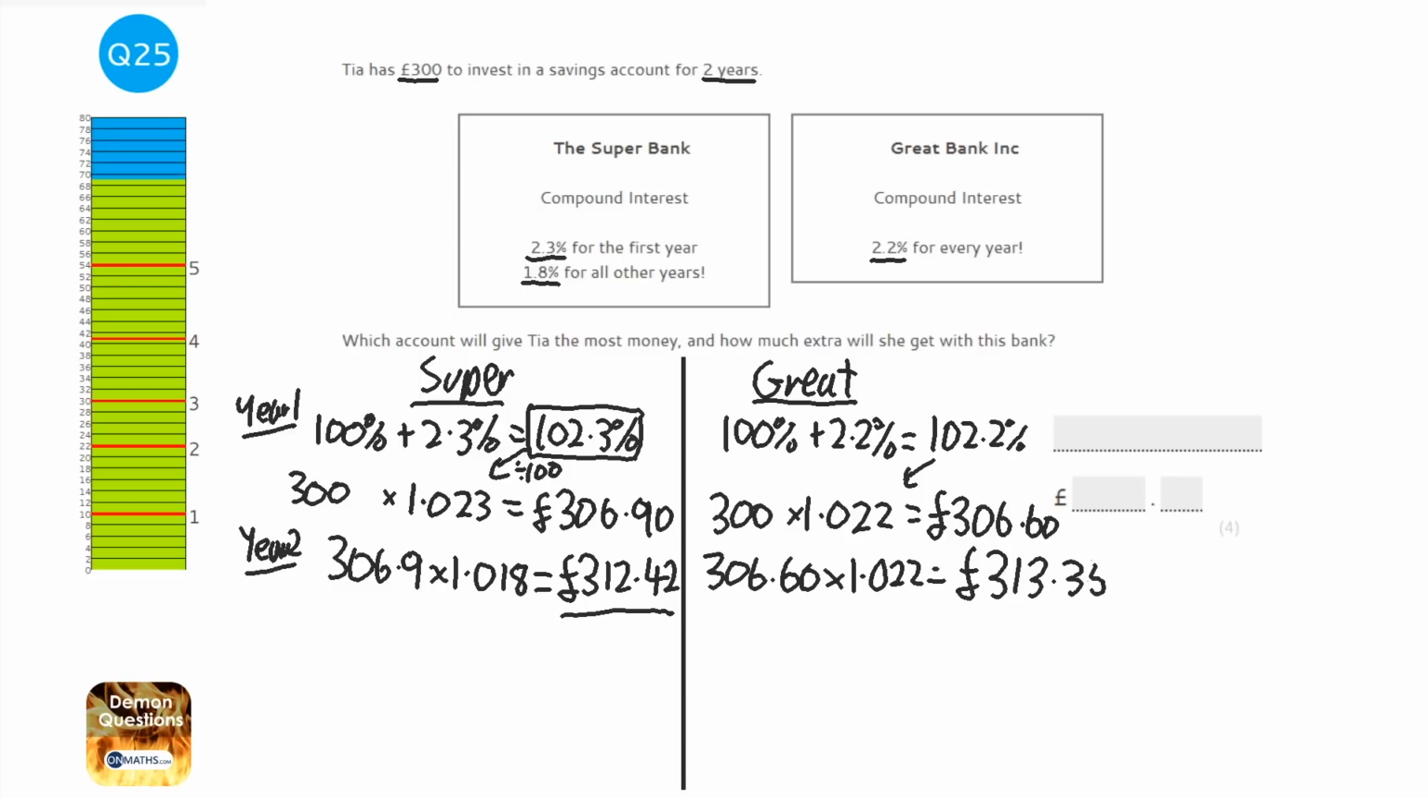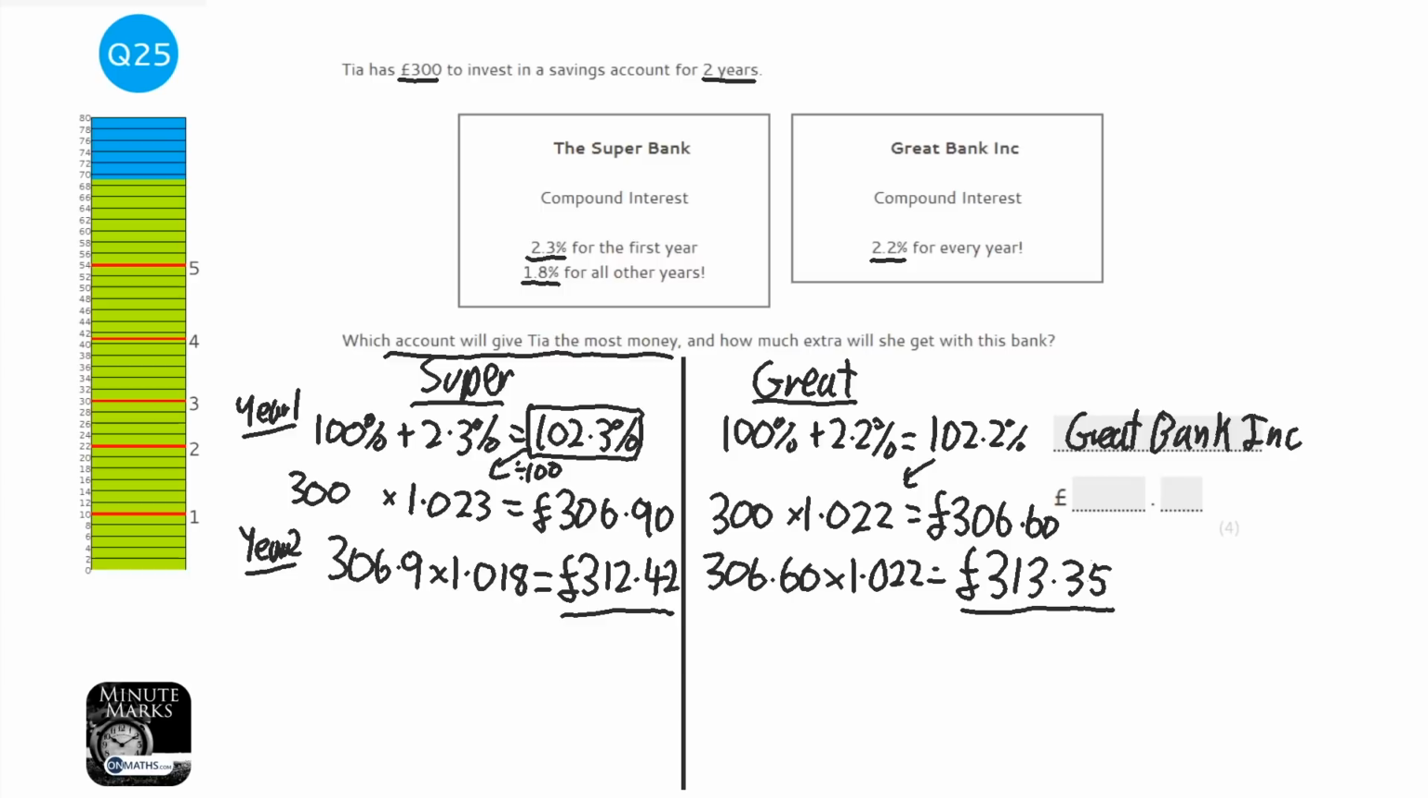Okay, so it says which account will give her the most money. Well, looking at that, it's going to be the Superbank. And when you're writing down an answer, make sure you write down the full name. Oh, it's not going to be the Superbank, it's going to be the Great Bank. Look at that. So Great Bank Inc. And it says by how much.